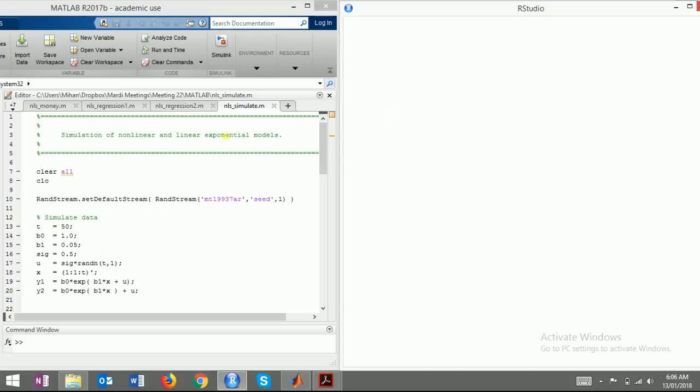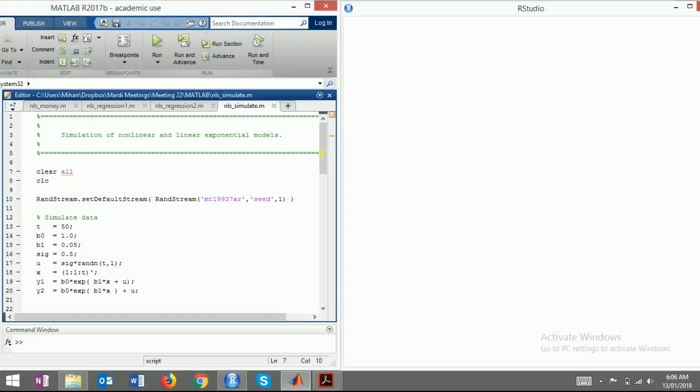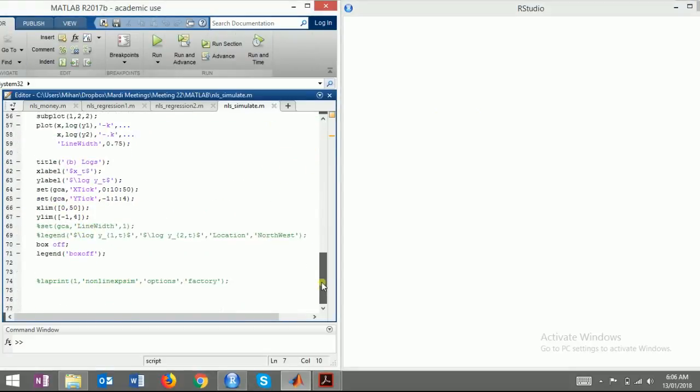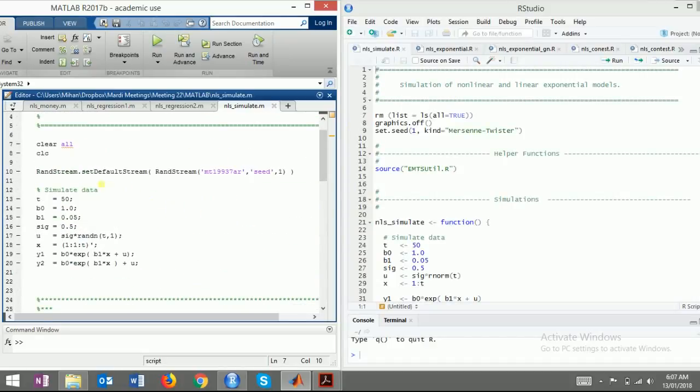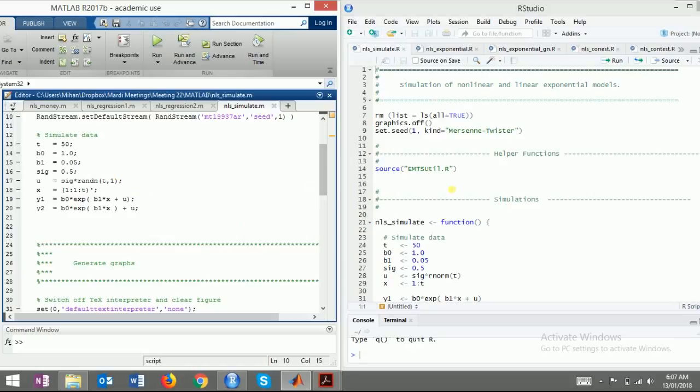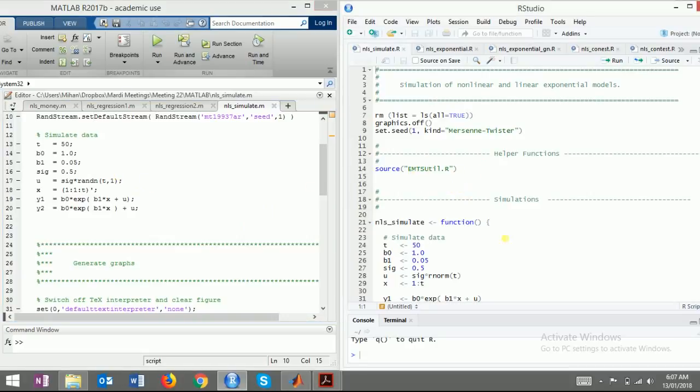Simulate. So this is the MATLAB equation. We'll see if we have any local functions. No, this is basically a graphical representation problem. So set the random stream, the global stream, clear all, graphics off, set the seed to 1234, with the Mersenne twister as the generator kind. T equals 50; this is the package that we need to load.